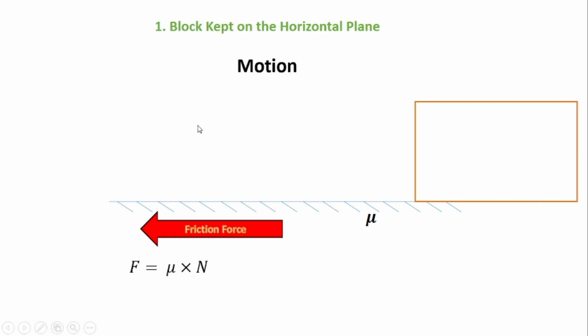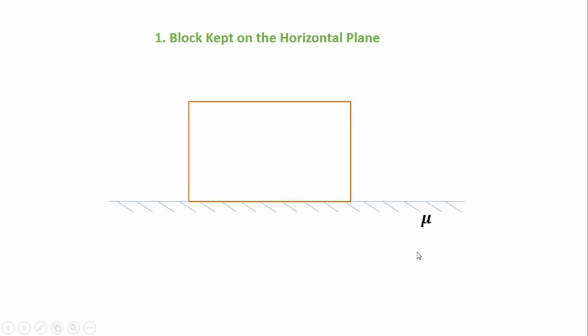If your vehicle is moving towards the right side and you want to stop it, you will apply the brakes, and the brake force should act in the opposite direction of the motion, then only it will stop the vehicle. So always remember, friction force is opposite to the motion of the body. Now we'll draw the FBD.